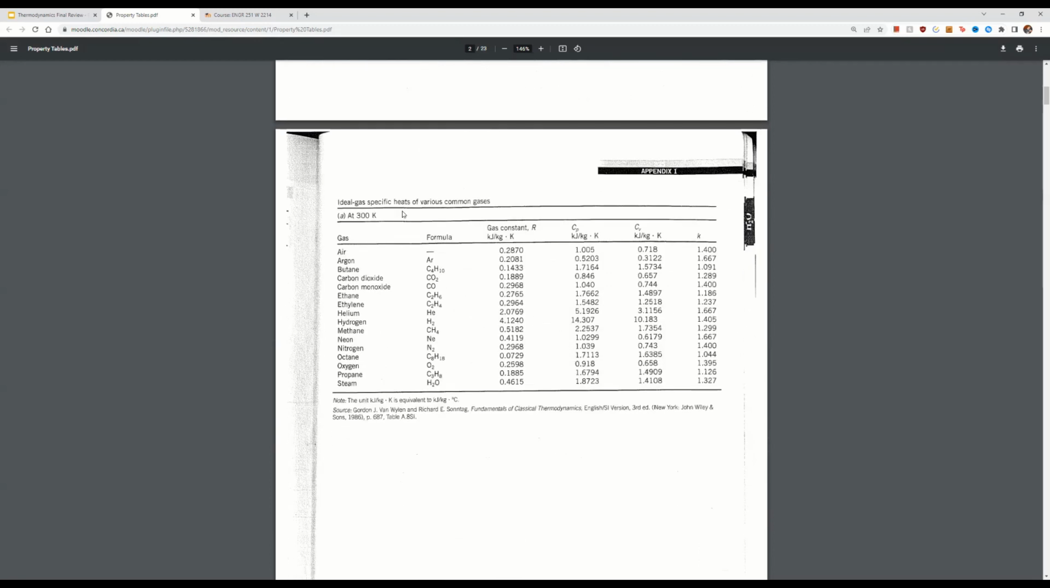Ideal gas specific heats for various common gases. So you get your CP and CV values for a bunch of gases. This is important when you're trying to calculate specific enthalpy or specific internal energy. We'll see that in a bit. But CP and CV values for these gases can be important. Now, it's important to note that these CP and CV values are only at 300 Kelvin, so they're going to be different for varying temperatures.